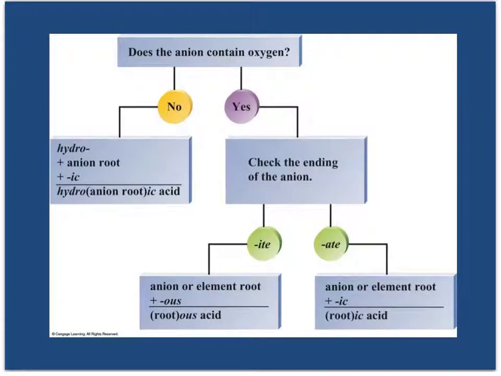And this basically sums up, it's just a cool way of looking at it in a flowchart form. Now, if it contains oxygen, yes or no. If it does not contain oxygen, then we're going to start with hydro plus the anion root, then ic, then the word acid. If it contains oxygen, we check the ending of the anion. If it ends in ite, replace the ite with ous, then the word acid. If it ends with ate, replace the ate with ic, then the word acid.